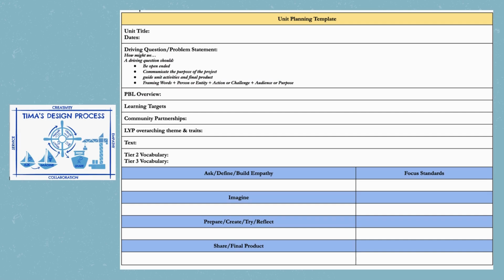Our PBL planning template guides teachers through essential components of unit design, starting with a clear title, timeline, and a strong driving question that connects disciplines through a real-world challenge. It prompts teams to align learning targets, plan for community partnerships, embed SEL traits, and organize the unit using the design thinking process. This structure ensures that each project is purposeful, standards-based, and student-centered.